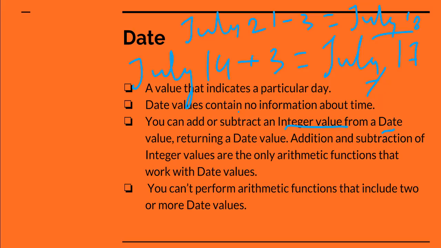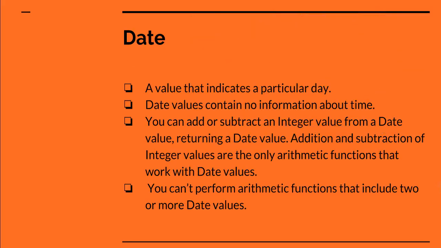But you cannot perform an arithmetic operation on two date values. What does that mean? You cannot do something like July 17 plus December 14. This is wrong. You cannot perform arithmetic operations on two date values. So date is something which does not have any information about time. It is just a plain date.